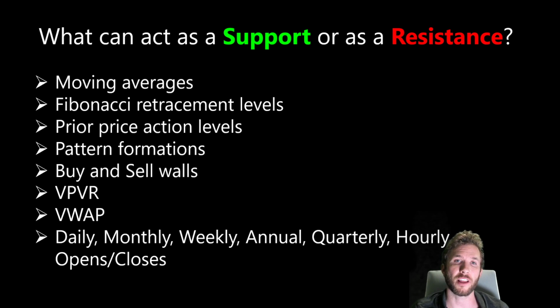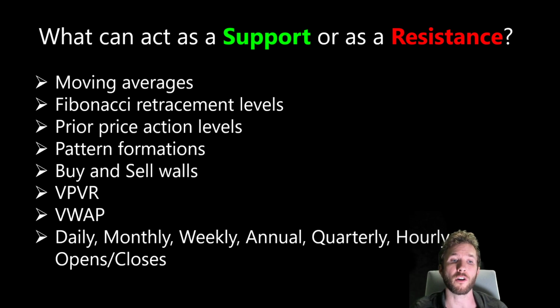Prior price action levels, so just strong reactional levels, maybe all-time lows, maybe all-time highs, maybe just previous bounce zones for double bottoms. Pattern formations, you can see ascending triangles, descending triangles, inverse head and shoulders, all kinds of different patterns, rising wedges, falling wedges. Buy and sell walls, you can use something called tensor charts to actually see where resting bids are at. Those can act as support and resistance.